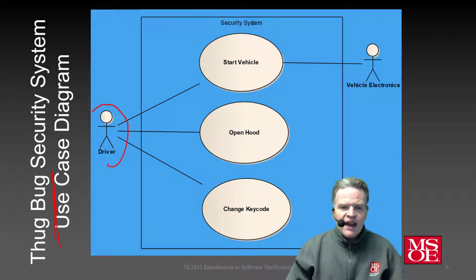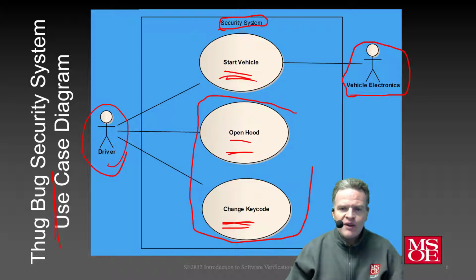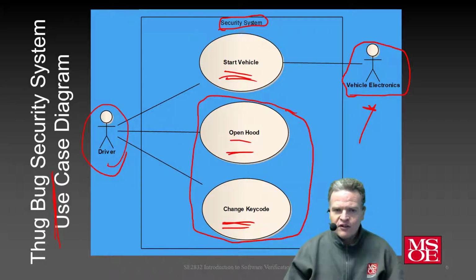The ThugBug essentially has a driver, and we've had this system here, the security system called the ThugBug, which is added into our vehicle. There are some interactions with existing vehicle electronics in order to complete some of the use cases, but not all the use cases have interactions with them. The driver may start the vehicle, the driver may open the hood, or the driver may change the key code. Notice that these two use cases that we have here do not interact with the vehicle electronics. They are completely independent of the external vehicle electronics.